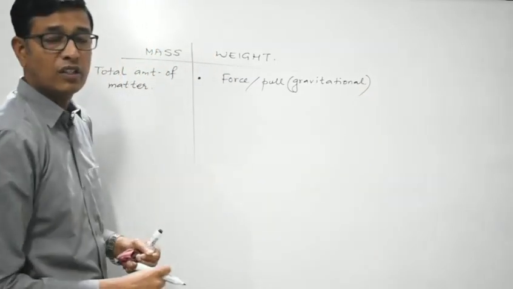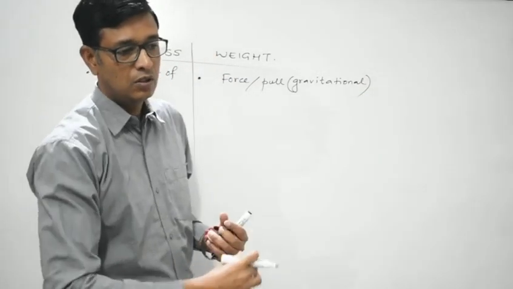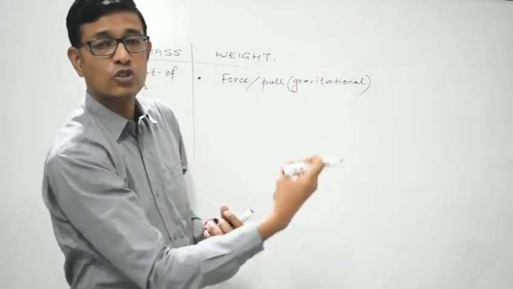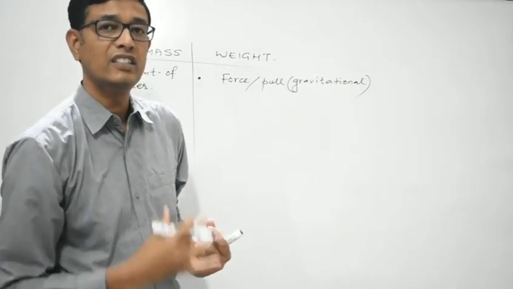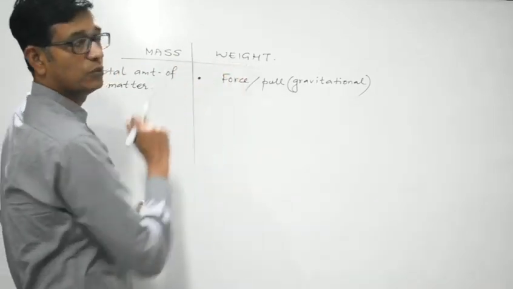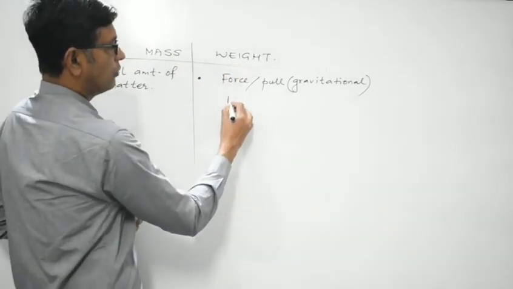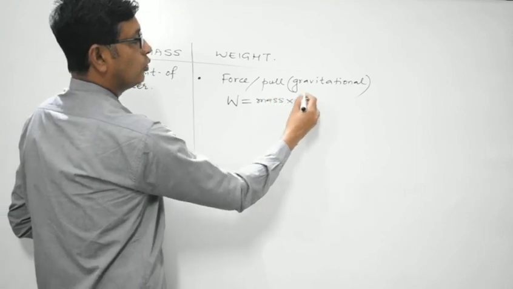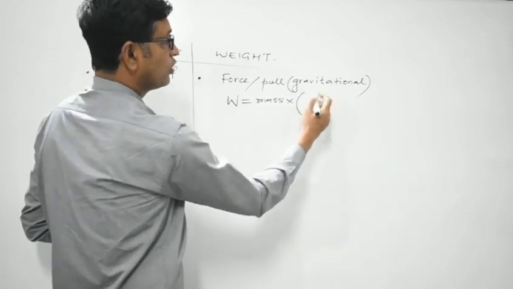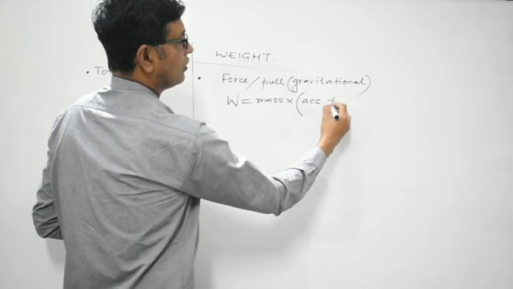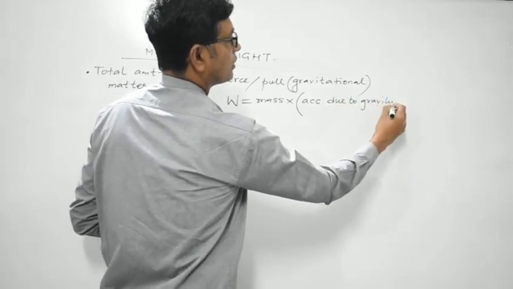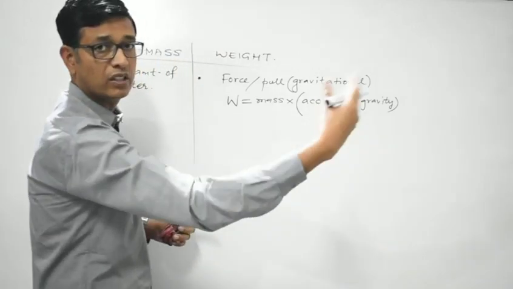So weight of a body is defined as the pull or the force with which earth exerts a force on the body towards its center. That is known as the weight of a body. And actually weight of a body is given by the mass of the body into acceleration due to gravity. It is represented by small letter g. We will discuss it in the subsequent chapters.